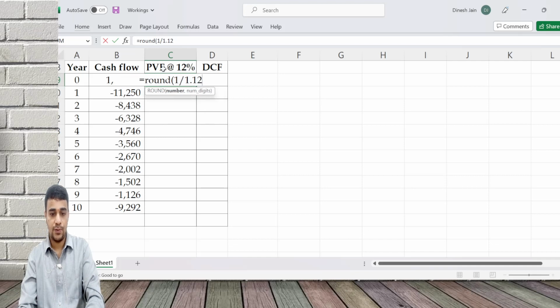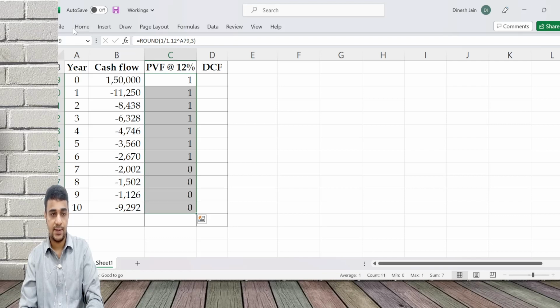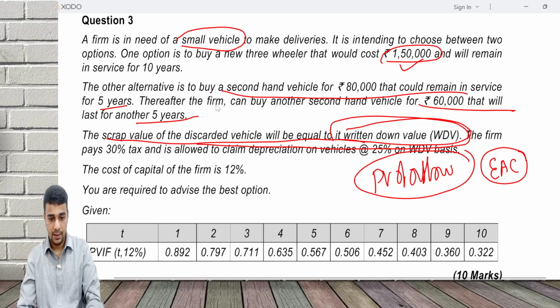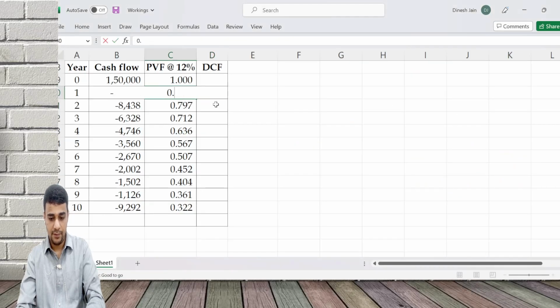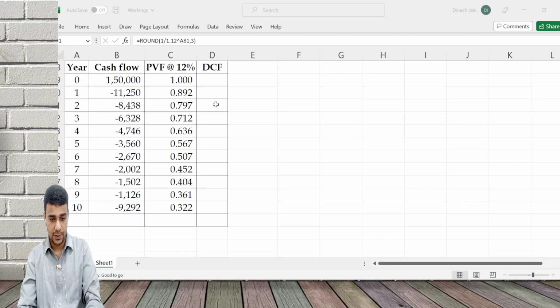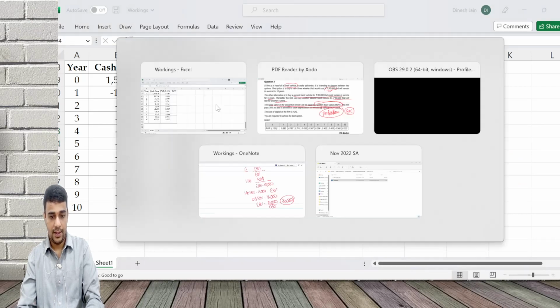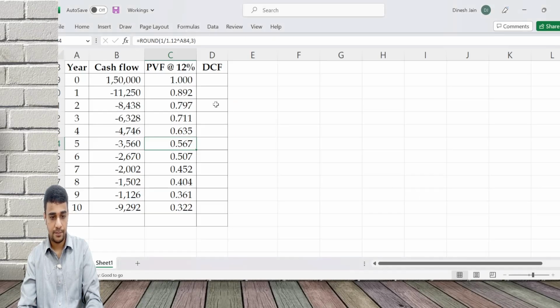12% is the discount rate. The factors are given in the question. You can copy paste from there itself. I've just done it in the Excel, but we'll have to ensure that the factors match with what is there in the question. I think there is some variation. I don't know. I'm writing whatever is there in the question. I'll write whatever is given in the problem.